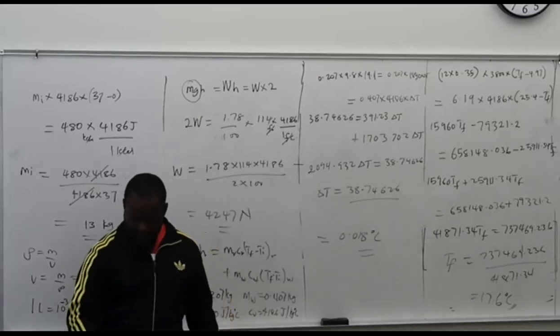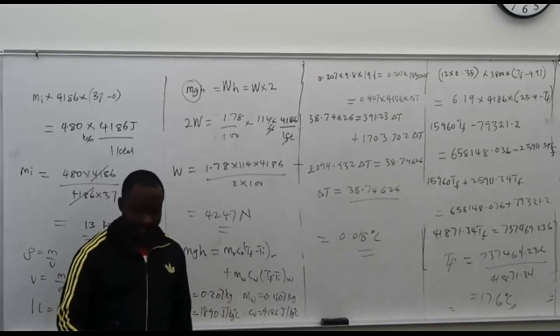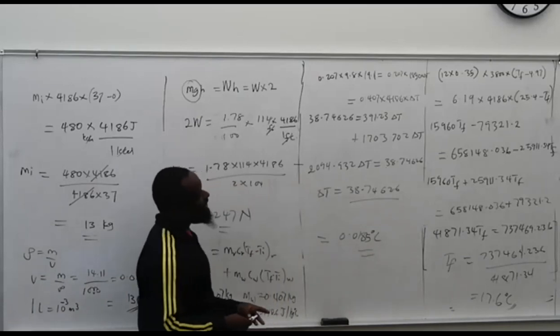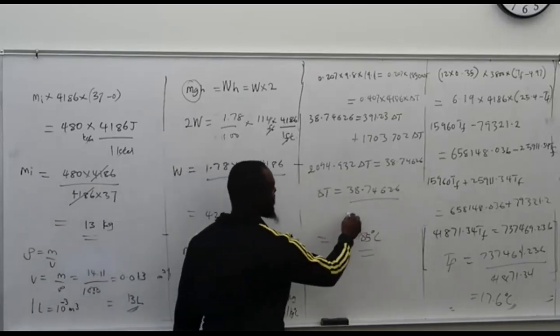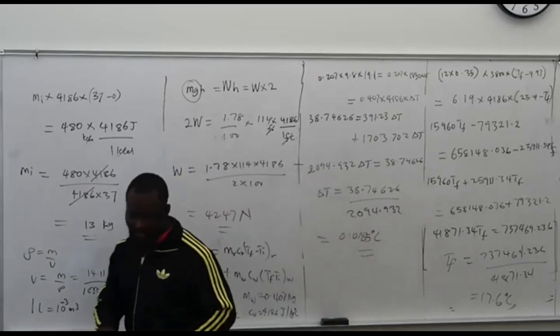Let's see if that's what they have. 0.0185 degrees Celsius. Exactly what they have there. So it's this guy divided by 2094.932. So that's how you solve these problems.